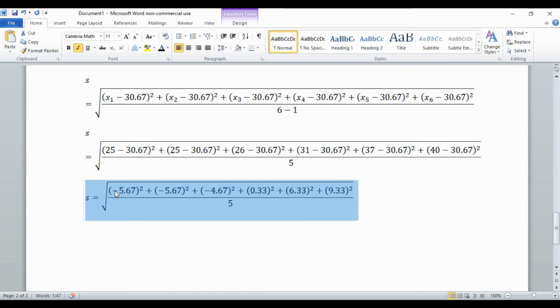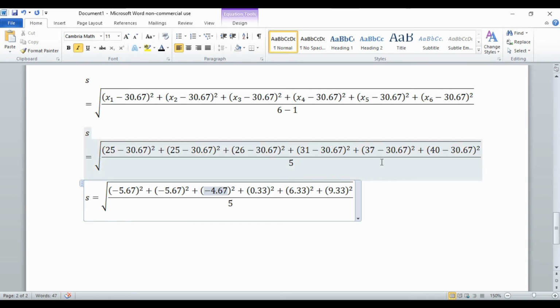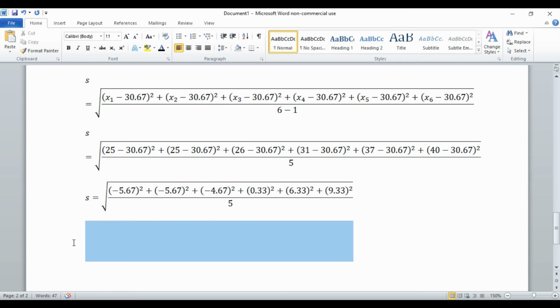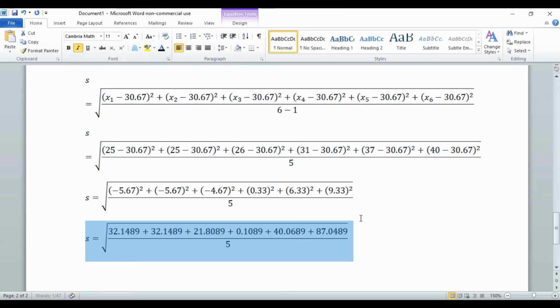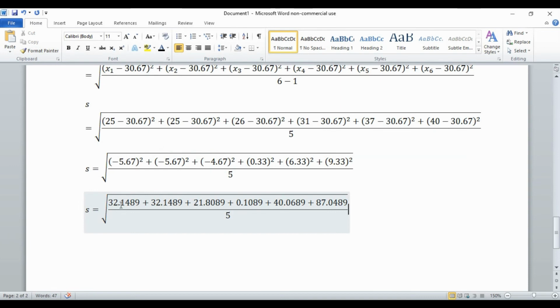25 minus 30.67 is negative 5.67. Negative 5.67. 26 minus 30.67 is negative 4.67. 31 minus 30.67 is 0.33. 37 minus 30.67 is 6.33. And 40 minus 30.67 is 9.33. Next, I square all of those values. So I get 32, 32, 21, 0.1, 40, and 87.